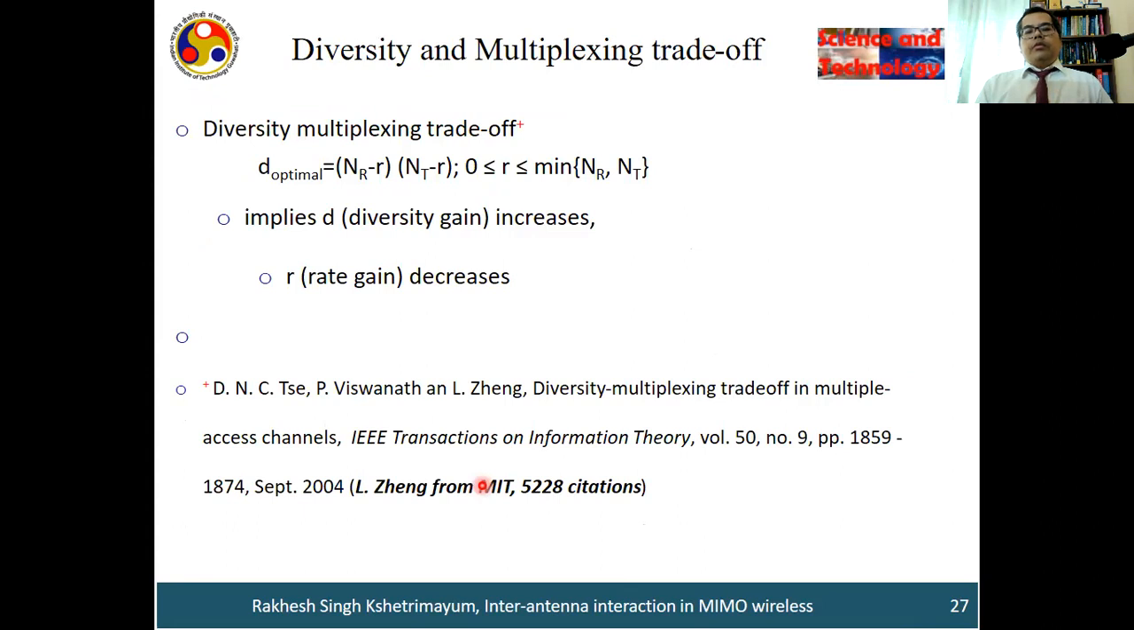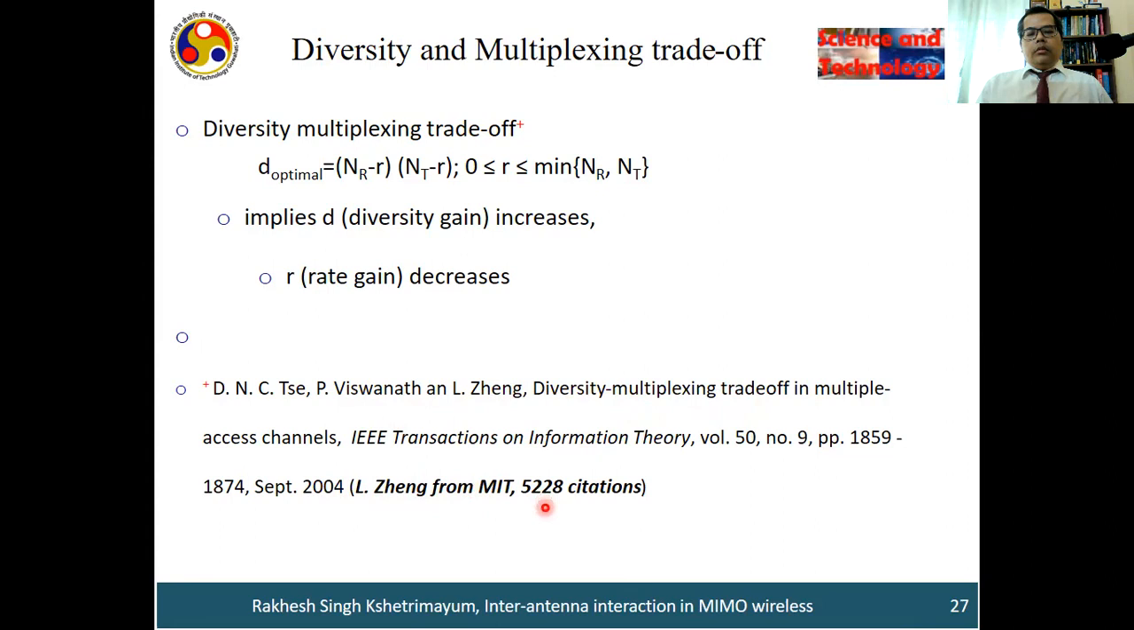Okay, there are always two sides of the coin. Whenever you have something good, you also have some problem. We want higher diversity gain and rate gain, but what we observe is that you cannot simultaneously increase the rate gain as well as the diversity gain. Both of them have a trade-off, which was reported by L. Zheng from MIT. This is a very famous paper on the diversity multiplexing trade-off, the diversity rate trade-off in MIMO systems. It was published somewhere in 2004.